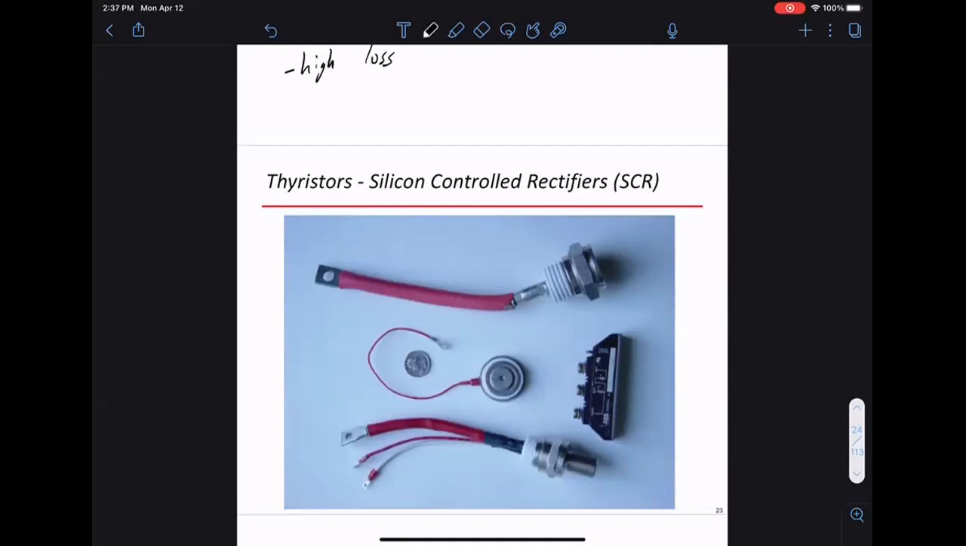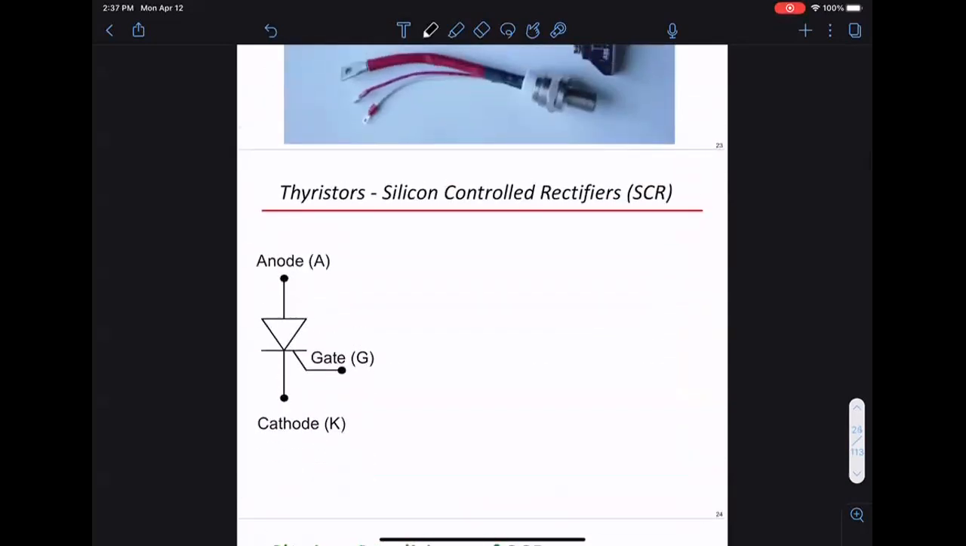So let's look at what this thing does. If you look at it, it's basically a diode with a little tab at the end. So if we have a diode, we have the SCR with this control terminal. This is called a gate, or you can think of it as where you send the control signal.